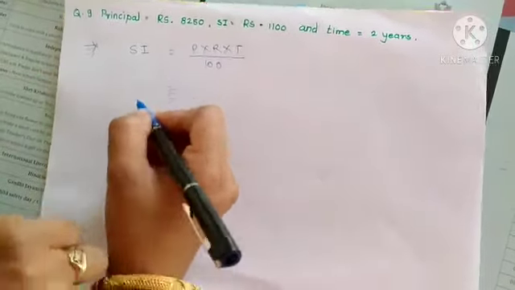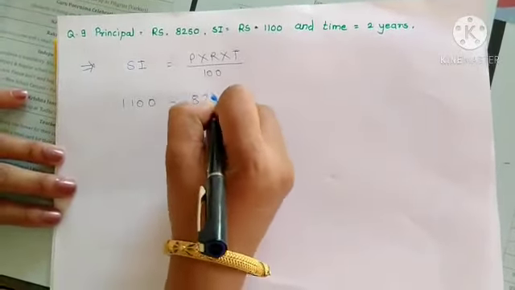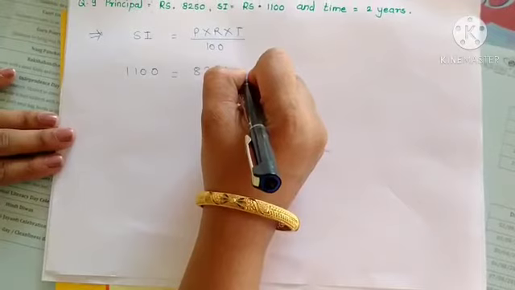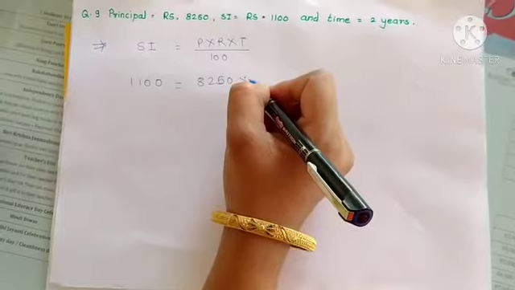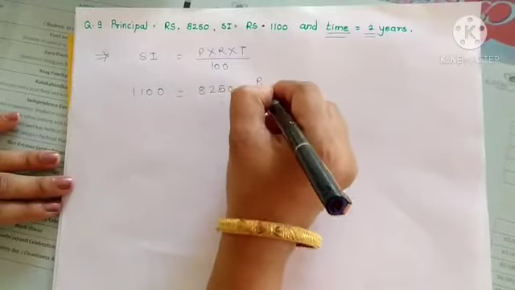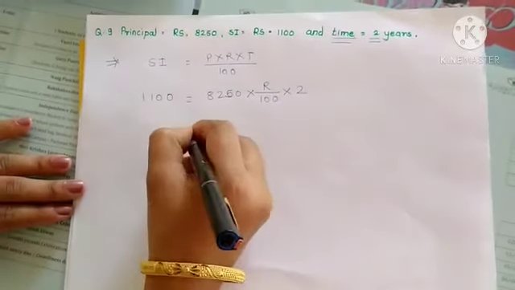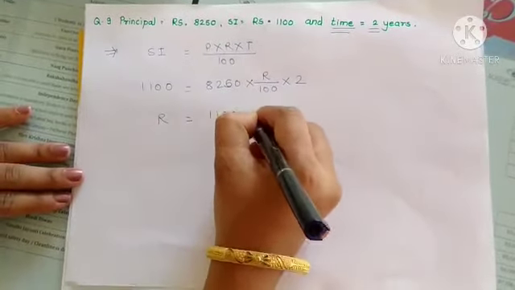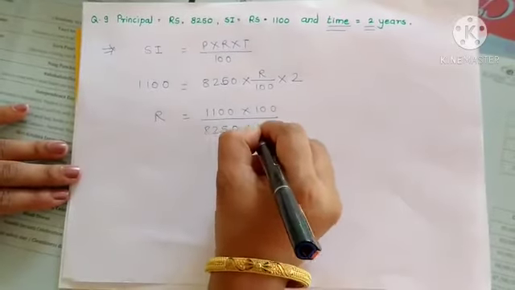So again SI is 1100, principal is 8,250 and R is given, sorry, here we have to find out the rate of interest. They have given us time as 2 years. So write R as it is upon 100 and time is 2 years. Okay. Now take R this side. R equals 1100 multiplied by 100 upon 8250 multiplied by 2.